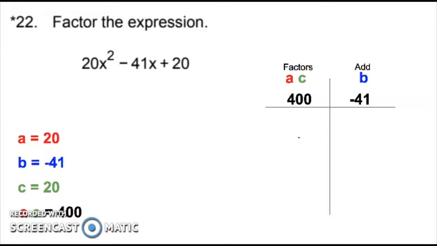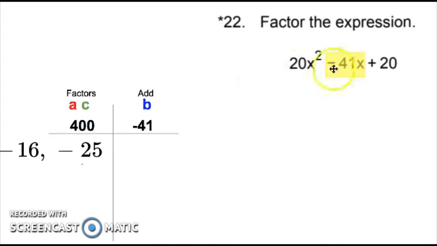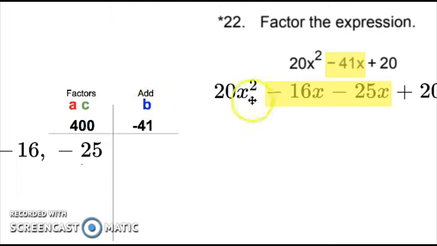So any numbers that multiply to 400 but add up to negative 41, that would be negative 16 and negative 25. So now what I'm going to do is rewrite my expression with the negative 16 and then x and negative 25 and then x to replace the negative 41. Okay, so then I have this.